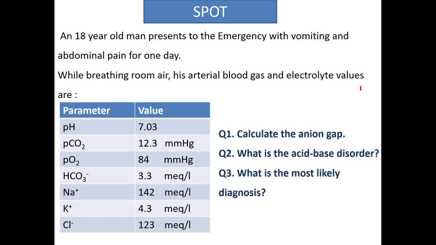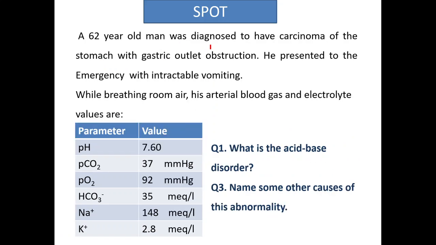Then ABG related stuff. Anion gap. What is the acid-base disorder? What is the most likely diagnosis? Anion gap is sodium plus potassium minus bicarbonate minus chloride. So based on this history, you have to make out what acid-base disorder the patient has. Another acid-base disorder question, ABG related question.